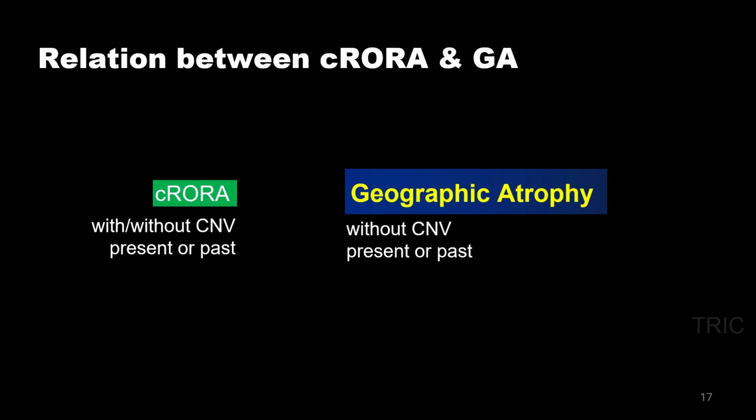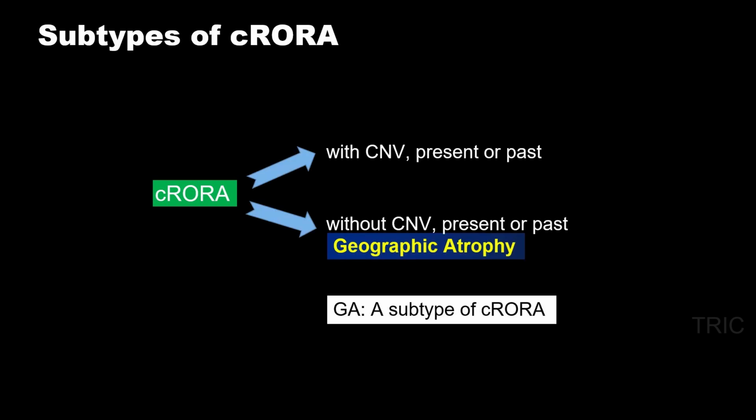It suggests that both cRORA and GA have similar OCT parameters. However, the difference lies in the fact that cRORA does not take into account a presence or absence of choroidal neovascularization, whereas the term GA is strictly used when there is no choroidal neovascularization. So, there may be two subtypes of cRORA. One which is present along with choroidal neovascularization, and the other where choroidal neovascularization is absent. CAM group suggests to use the term GA for this latter group. Hence, GA can be considered a subtype of cRORA.